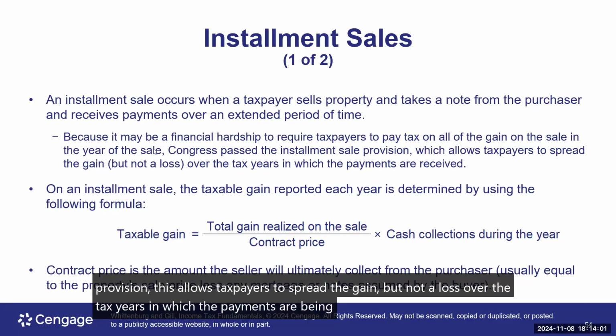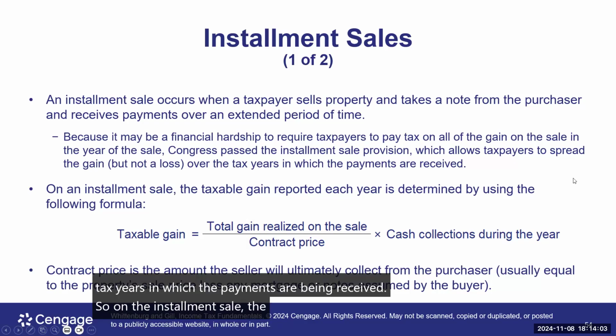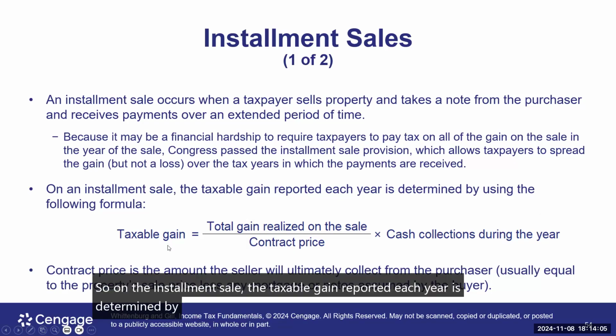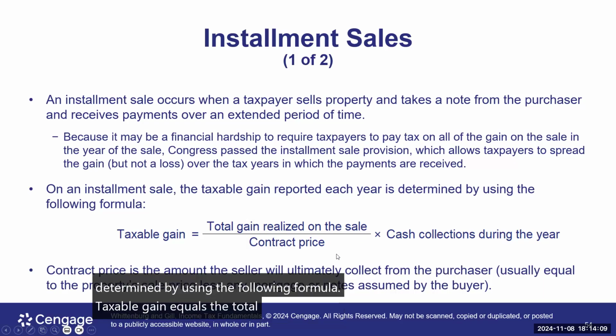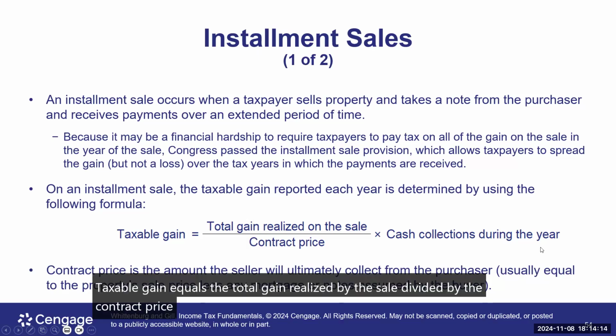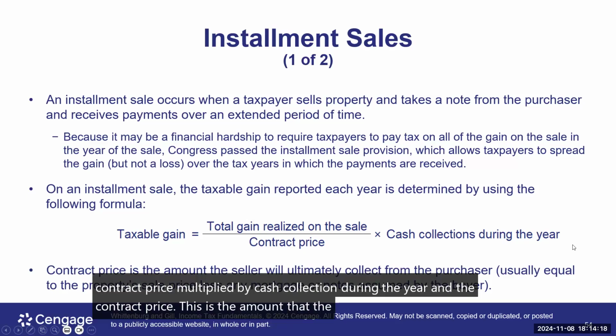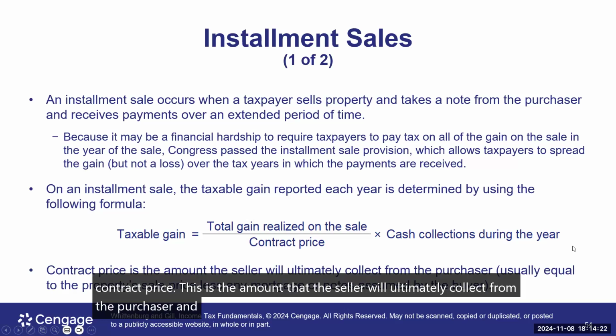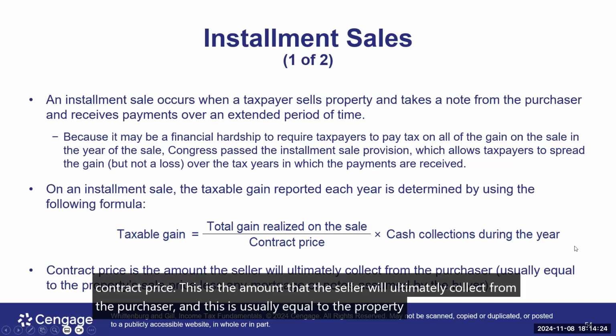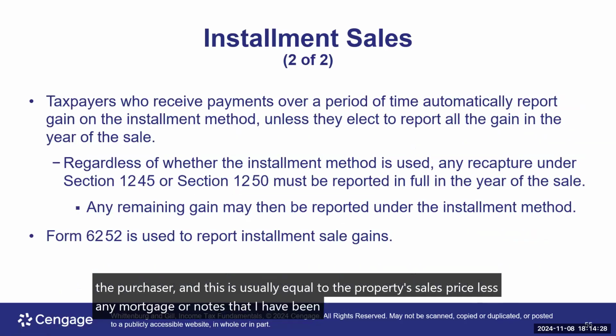On the installment sale, the taxable gain reported each year is determined by using the following formula. The taxable gain equals the total gain realized by the sale divided by the contract price, multiplied by cash collections during the year. The contract price is the amount that the seller will ultimately collect from the purchaser, and this is usually equal to the property's sales price, less any mortgage or notes that have been assumed by the buyer.